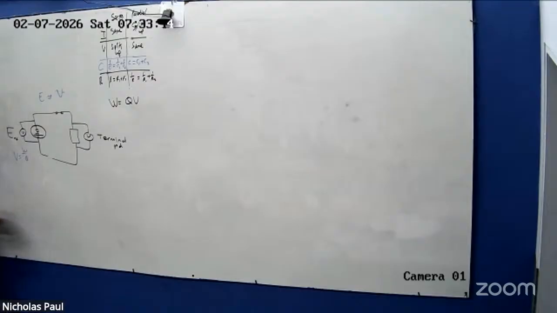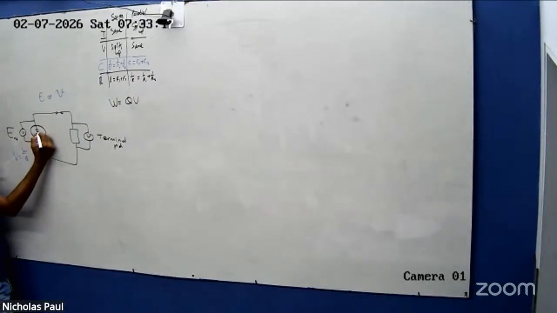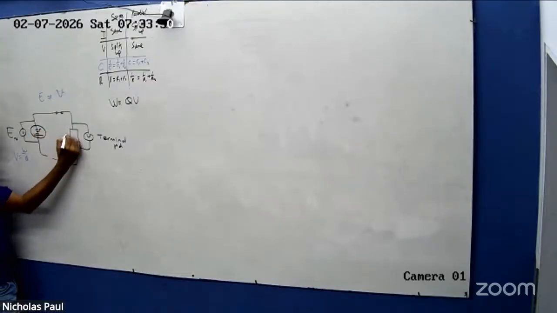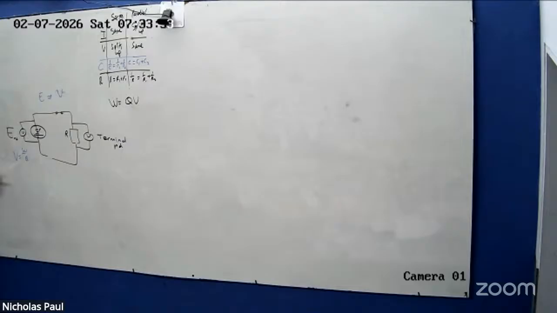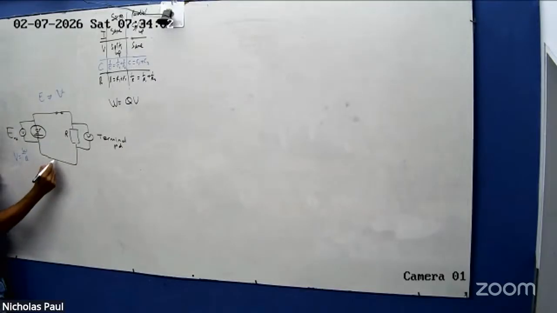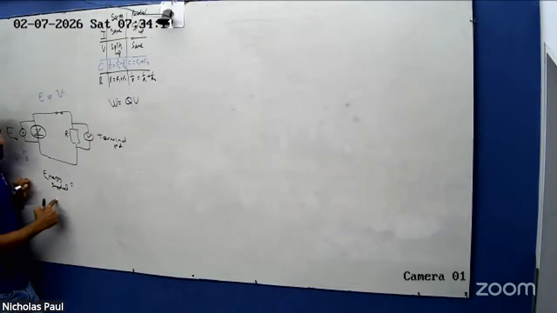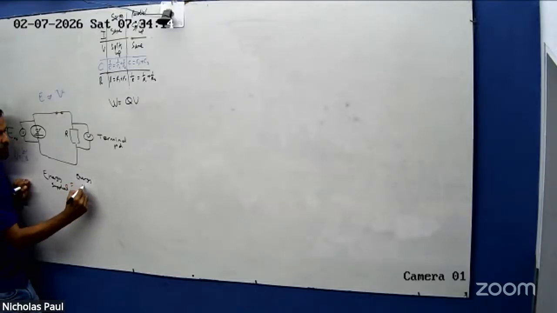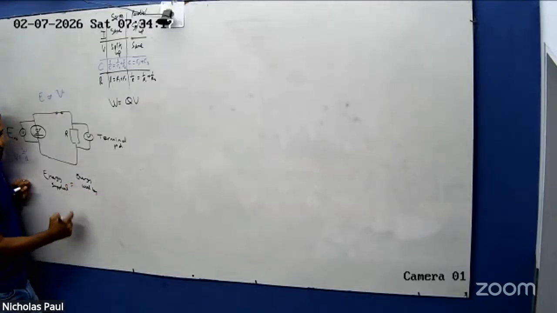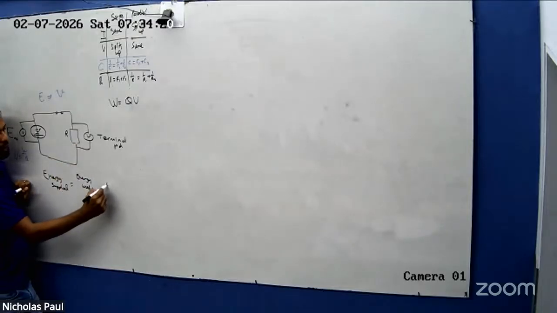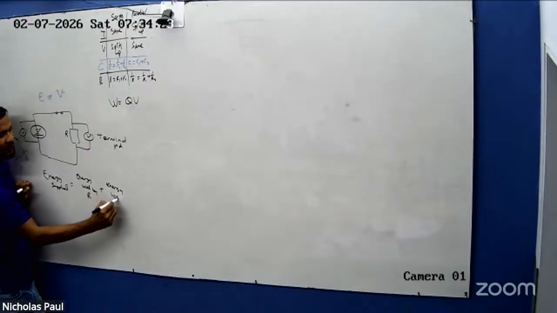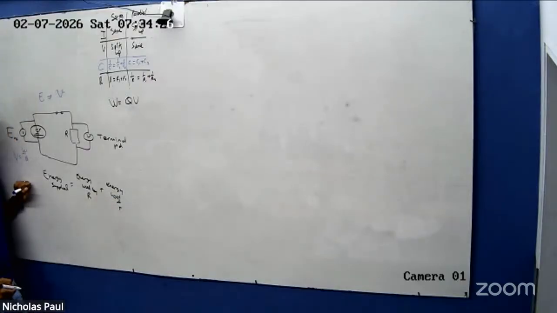This here is the EMF, and this here is your internal resistance, small r, and the external resistance, big R. So how can we create a formula to link all these things? We could use the conservation of energy. Energy supplied is equal to energy used by the load plus energy lost at internal resistance.